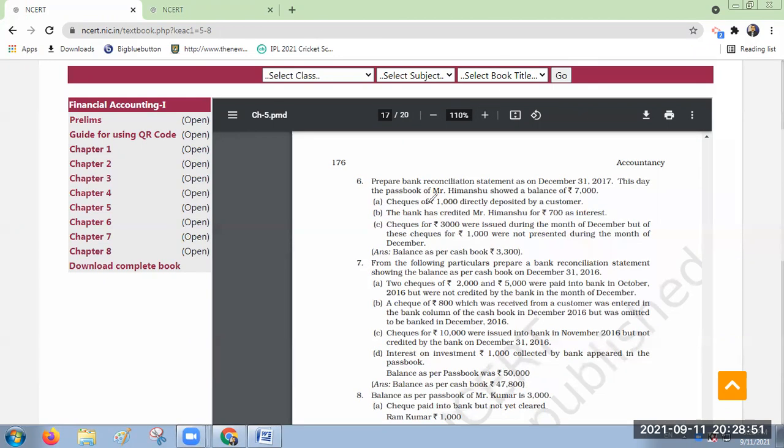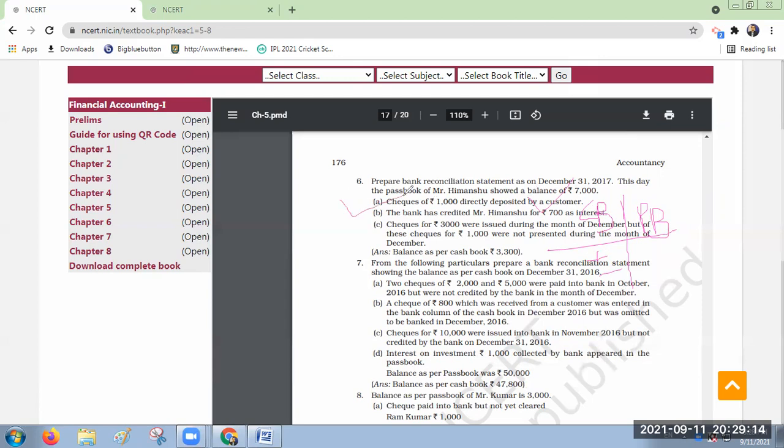Prepare bank reconciliation statement. On this day the passbook showed a balance. So see here, CB, PB you are going to write now. Passbook balance is given. Means what you have to do? You have to put a tick mark on the CB side. If this side plus comes means we have to add. If this side minus comes means we have to deduct. Okay. Yes, sir.